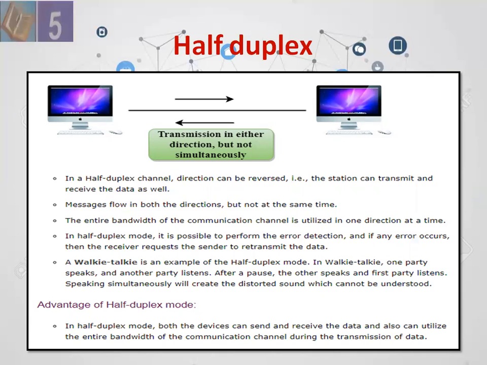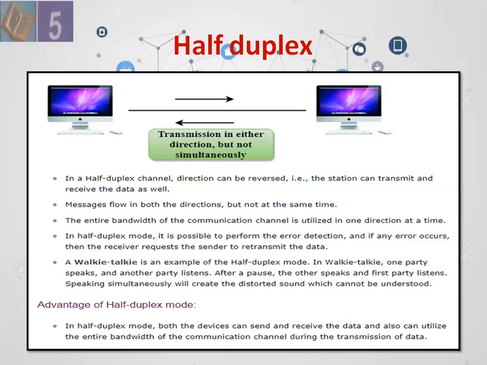Messages flow in both directions, but not at the same time. The entire bandwidth of the communication channel is utilized in one direction at a time. In half duplex mode, it is possible to perform error detection. If any error occurs, then the receiver requests the sender to transmit the data again.